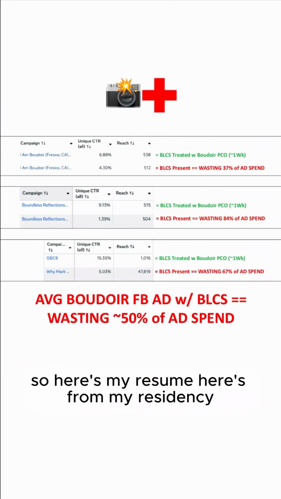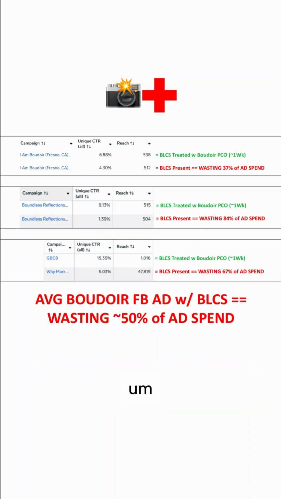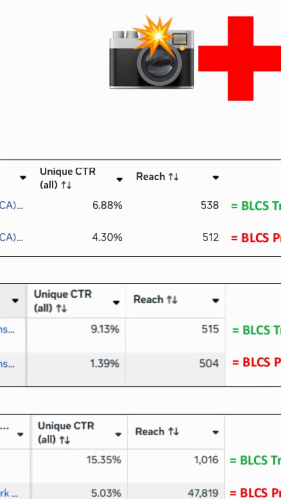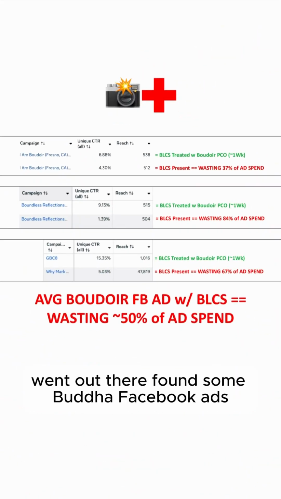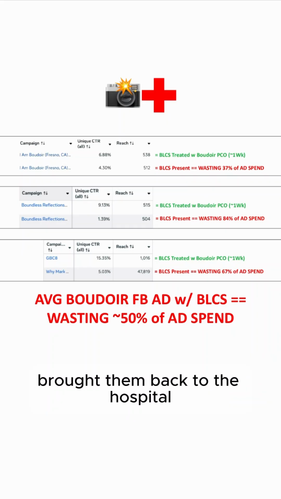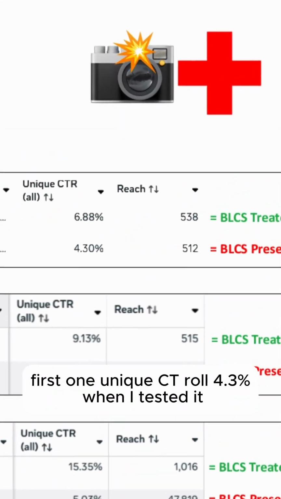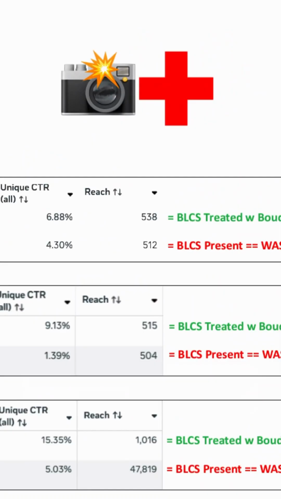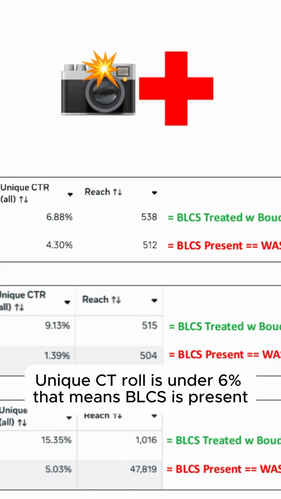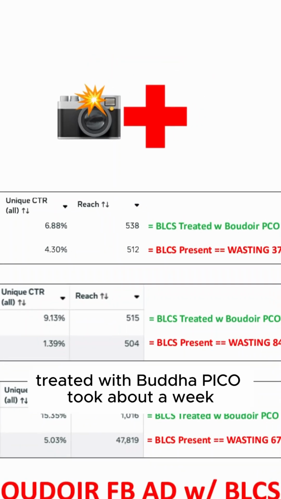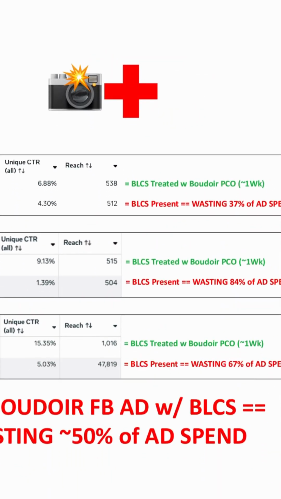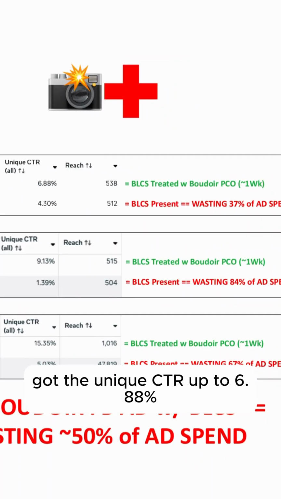So here's my resume, from my residency. Went out there, found some Boudoir Facebook ads, brought them back to the hospital. First one, unique CTR all 4.3% when I tested it. Unique CTR all is under 6%, that means BLCS is present. So we duplicated it, treated it with Boudoir Pico. Took about a week. Got the unique CTR all up to 6.88%.